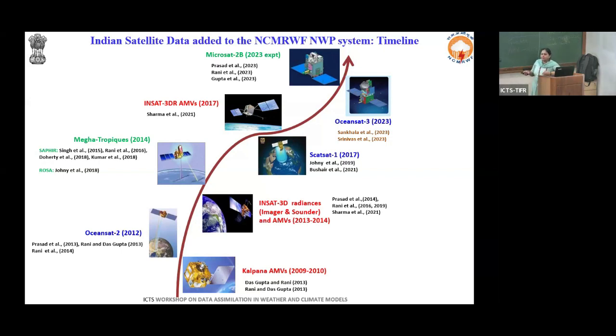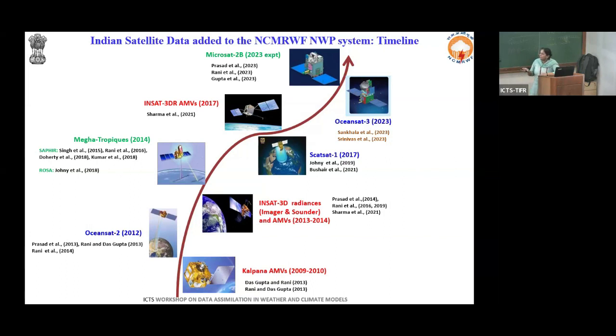It is a collaborative work between IMD, NCMRWF and ISRO. ISRO provided the data and we validated it and found the errors in that data. After many iterations, the quality of the data improved. Then comes OceanSat-2. If you see the scatterometer data, this is one of the best scatterometer data, similar to QuikSCAT, and we did the assimilation operationally also.